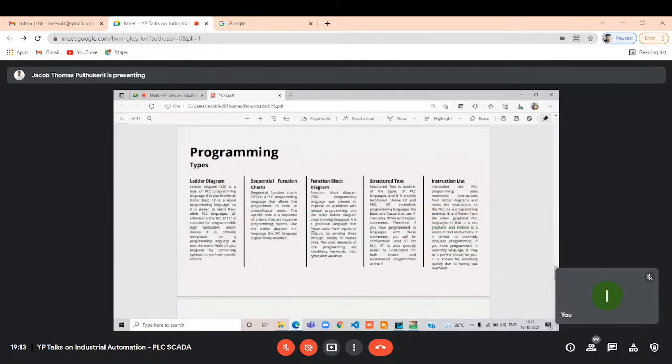And finally, coming to the programming part. We have 5 different types of programming languages for PLC. The first and foremost common one is the ladder diagram, okay, which is the beginning stage of a PLC program.